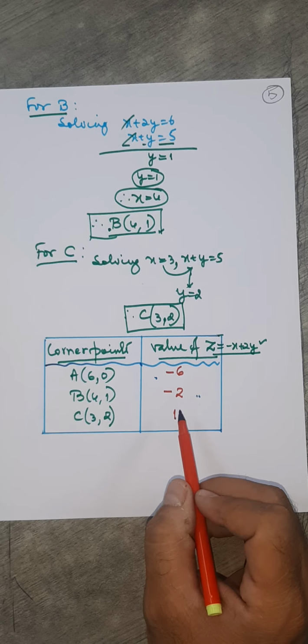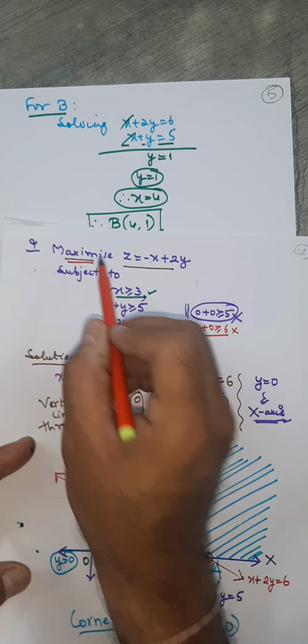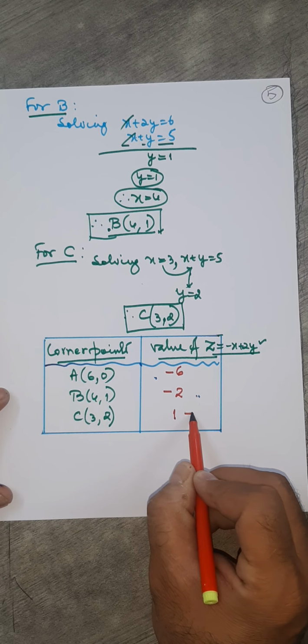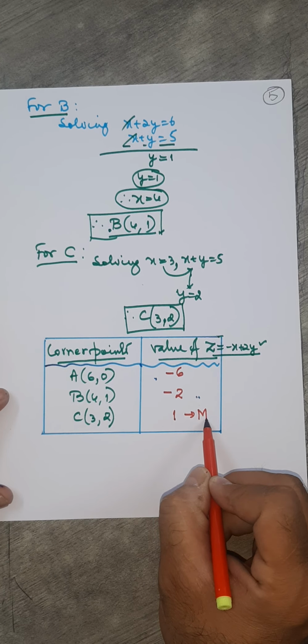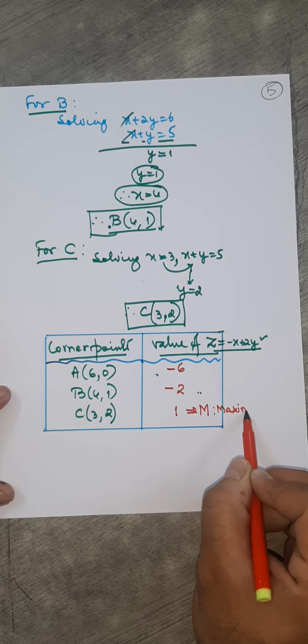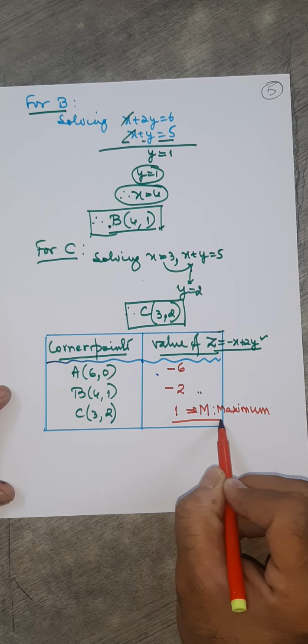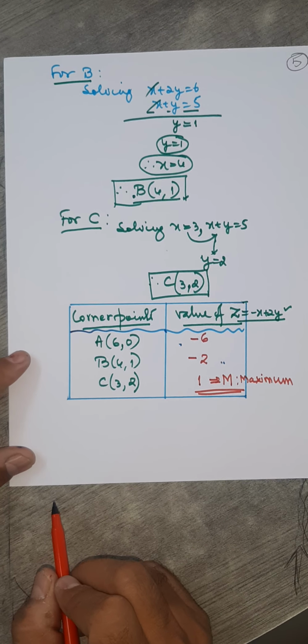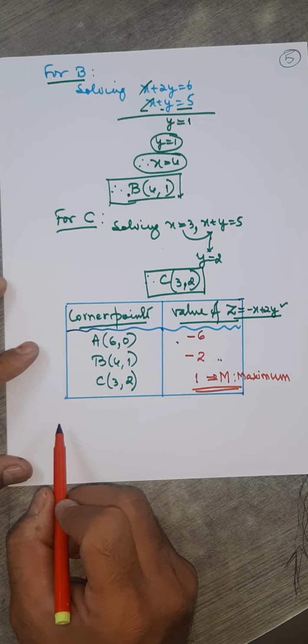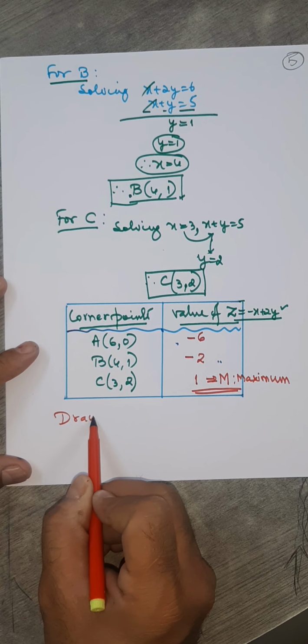If you look at the question, you are asked to maximize. So this is the maximum value, which will be capital M as per our theory. Maximum value, which is nothing but the big M, as we discussed. Now your region is unbounded, so what we do? We now just refer to the theory.